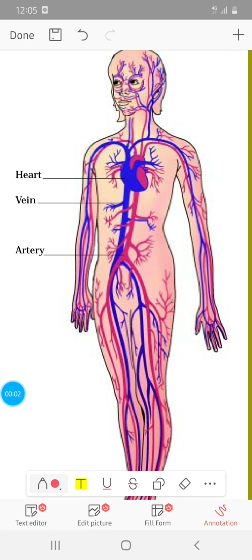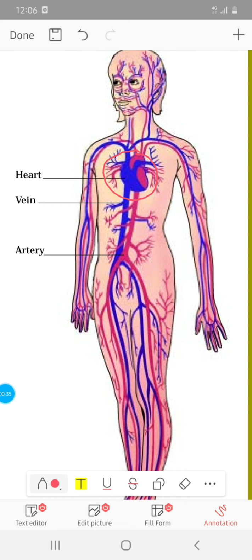In this chapter we will learn about transport of substances in plants and animals. First we will start with the circulatory system in human beings. The circulatory system in human beings is composed of heart, blood and blood vessels. Heart is the pumping organ. Blood vessels, the arteries and veins, are tube-like structures in which blood flows.